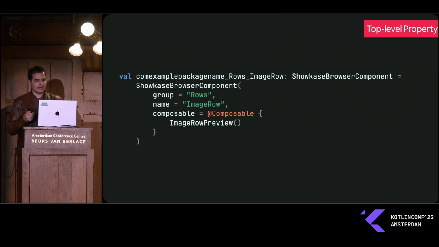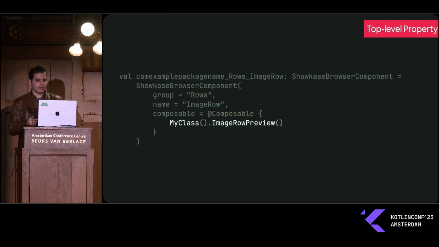This is also where we need to take into account how we can invoke these preview functions. And so if this preview was actually declared inside an object, we will have to make sure that this generated file takes that into account, or even a class for that matter.